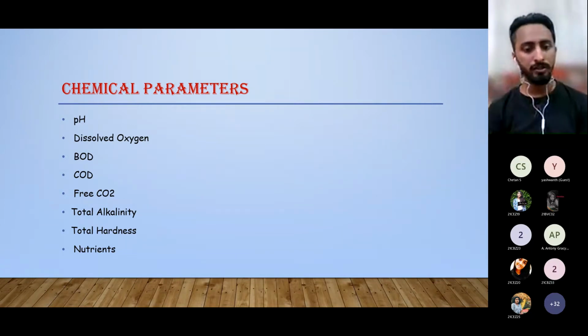Next is total hardness. Hardness generally refers to the calcium ions or bicarbonates which are present in the water body in the form of ions. These are generally determined the same way, using the titration method, and titrations are generally done using EDTA, and the indicator uses Eriochrome Black T and starch.